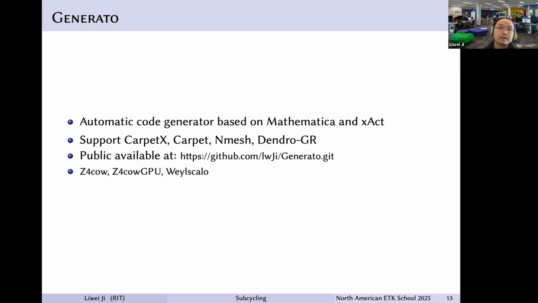And we use this new code generator to generate C4, which is basically the C4C formulation of the Einstein equations. We also regenerate the scalar wave calculation such that it's natively GPU friendly.